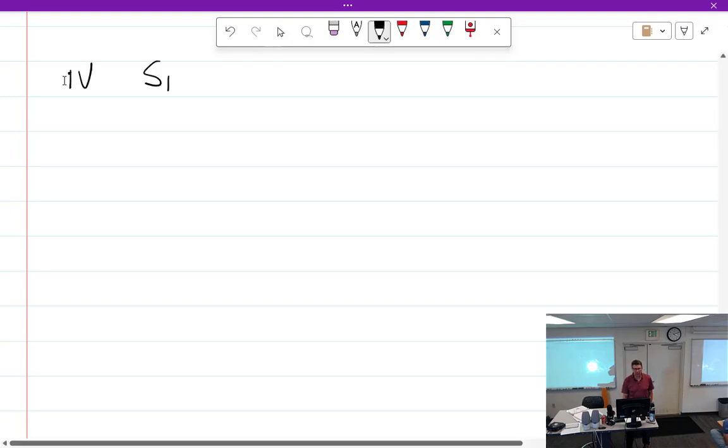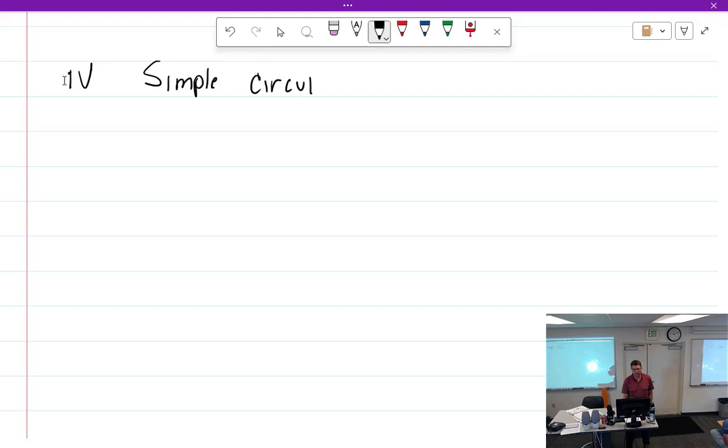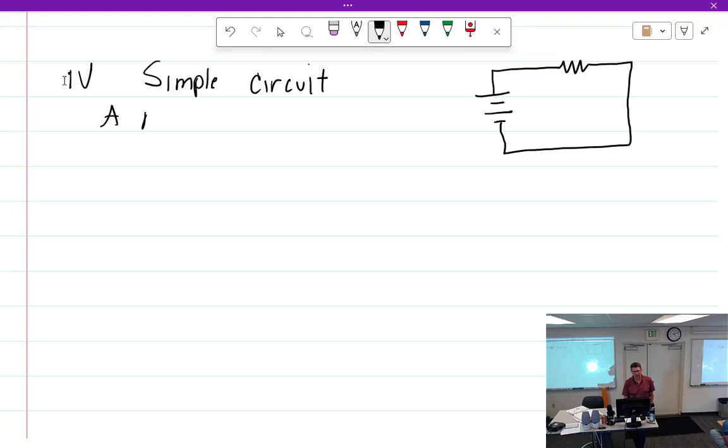So a simple circuit must contain a couple of things. So I'll draw a very simple circuit. That's a battery. That is a wire. There's a resistor. That is a simple circuit. So it must contain a couple of things.